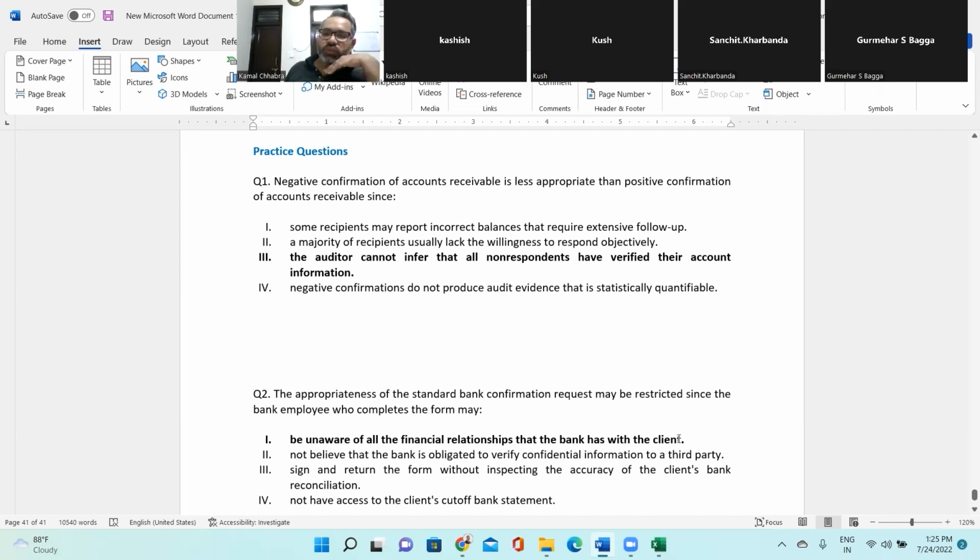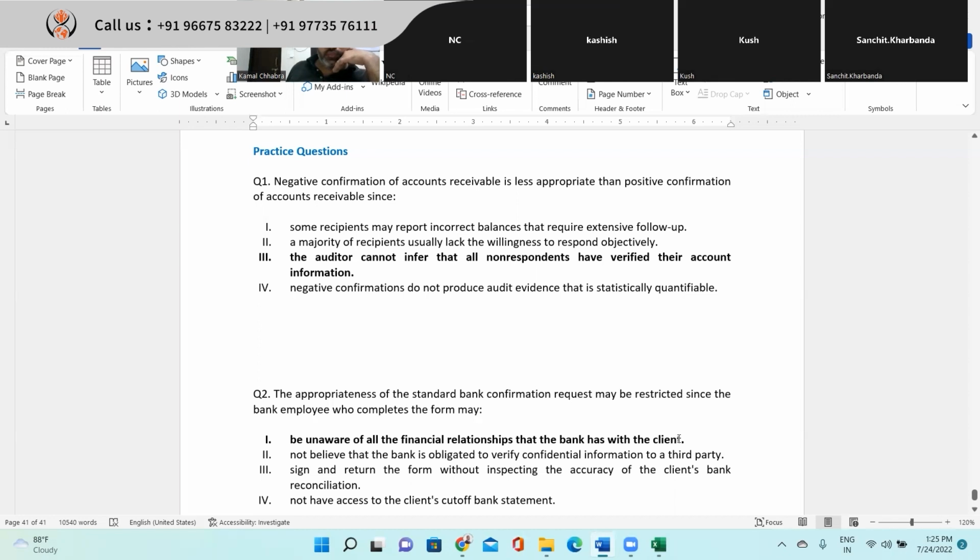So what is the call of the question? You know, sometimes when you read different options, you miss what the call of the question was, right? What is the call of the question here? Negative confirmation is less appropriate than positive confirmation since, or you can say, when the auditor cannot infer that all non-respondents have verified their account information.